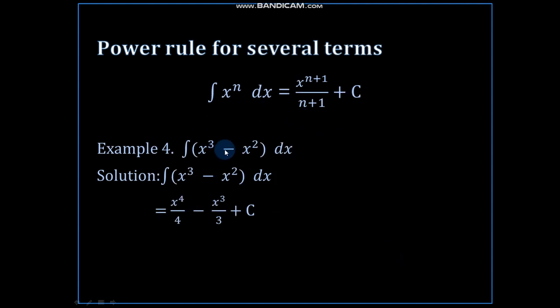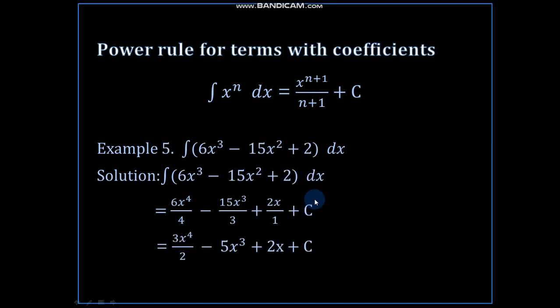And pag meron tayong several terms, we can use the power rule for functions with several terms. So just add 1 to the exponent. We have yung x cubed natin, the integral of x cubed is x to the 4th over 4 minus yung integral ng x squared ay x cubed over 3. Tapos may plus c pa rin lagi, our arbitrary constant. And then finally, for our last example, we have 6x cubed minus 15x squared plus 2. We will get the integral of this entire expression.